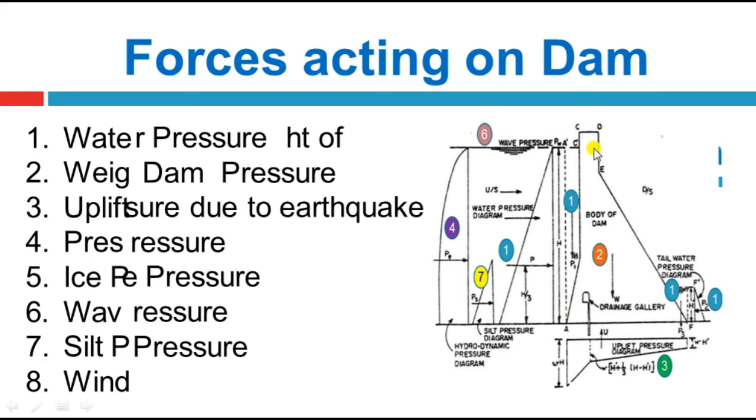Next is the wind pressure. Some freeboard may be provided when we are constructing the dam. The wind impacts that portion, and we have to calculate the wind pressure. That is the tail water pressure. Some height of water is also filled at the tail due to discharge through the dam. So that pressure may also affect it.